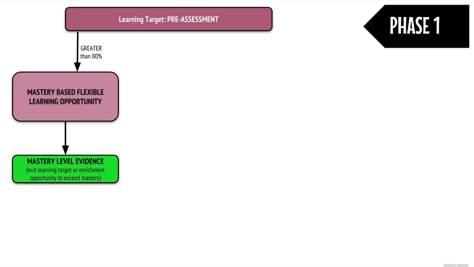That's your professional discretion. That might also be a building-based decision, but we would say at this point in time, Emily has shown sufficient evidence of mastering the standard in dual demonstration. Her pre-assessment was her first demonstration of learning, and her flexible learning opportunity was her second demonstration of learning. So we would say that Emily is good to go with that particular learning target. Now, that's a perfect world.